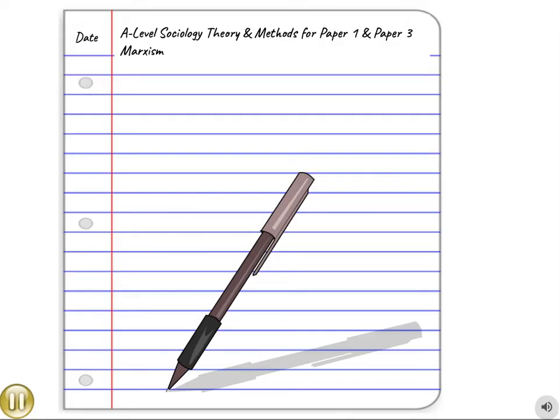Press pause as you add this as your title for this section, either written on paper or typed on a computer. The main heading, A-Level Sociology, Theory and Methods for Paper 1 and 3, with the subheading of Marxism.